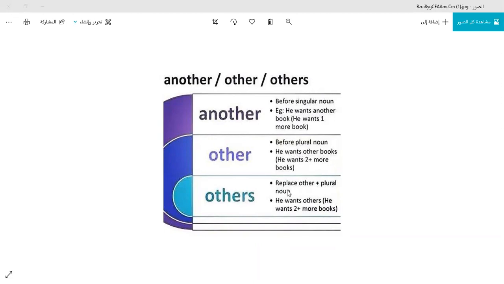Okay. Now, I use others if I want to replace other plus the plural noun. How? He wants others, which means books. But I should refer to books before. I should talk about the books and then I say he wants others, which means he wants other books. Now let's go back to the exercise that we have in our book.